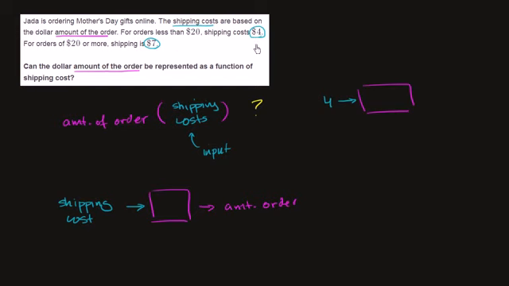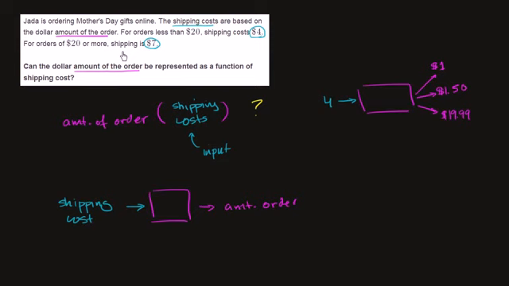Well, if the shipping cost is $4, the amount of the order just has to be anything less than $20. So it could have been $1, it could have been $1.50, it could have been $7. It literally can take on any value up to $20. So it could even be $19.99.